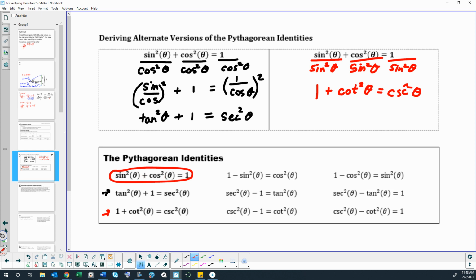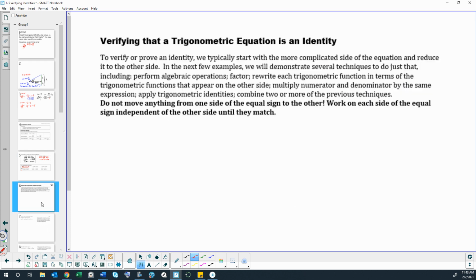Okay, let's just talk about what verifying an identity actually means. To verify or prove an identity, we typically start with the more complicated side of the equation and reduce it to the other side. In the next few examples, we will demonstrate several techniques to do just that, including performing algebraic operations, factoring, rewriting each trigonometric function in terms of the trig functions that appear on the other side, multiplying numerator and denominator by the same expression, applying trig identities, and combining 2 or more of the previous techniques.